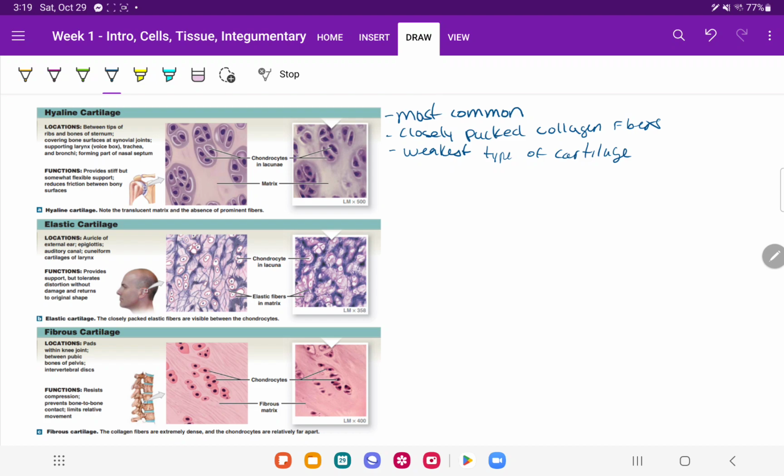Okay. We also have elastic cartilage. That's going to form the external flaps of the auricle, or the external ear. It's also going to form the epiglottis and the auditory canals, right? The epiglottis is in the throat region, and the auditory canal is the airway to the middle ear, and we'll get into that. But the elastic cartilage really just contains numerous elastic fibers that make it extremely flexible.